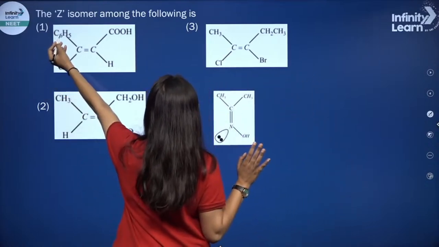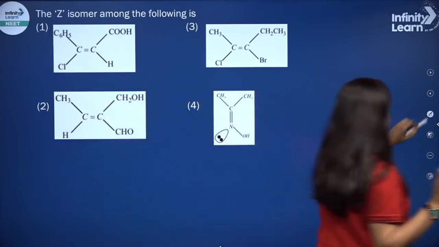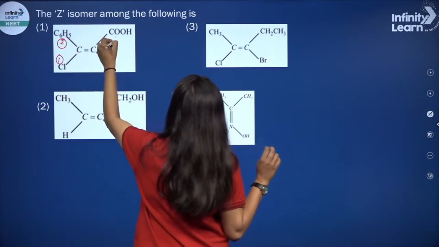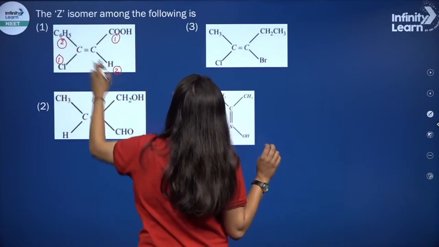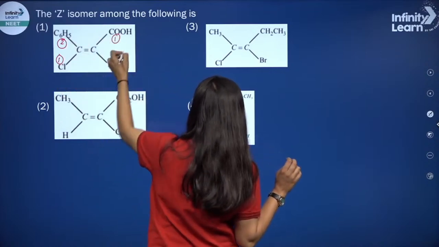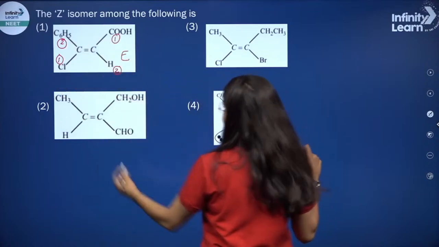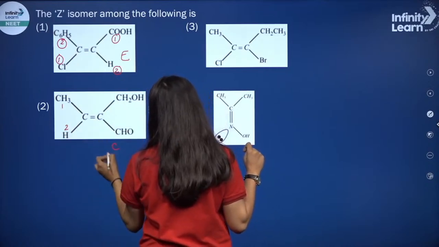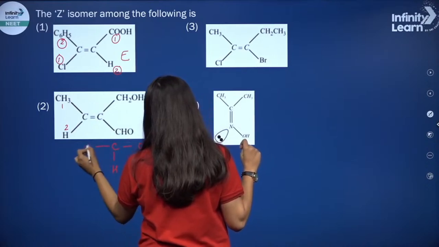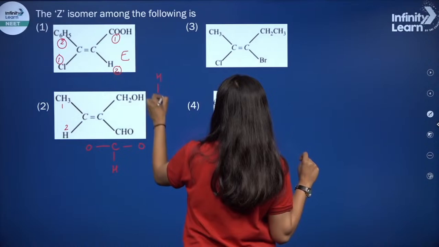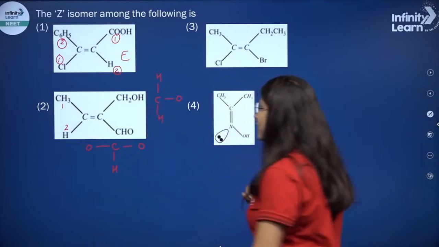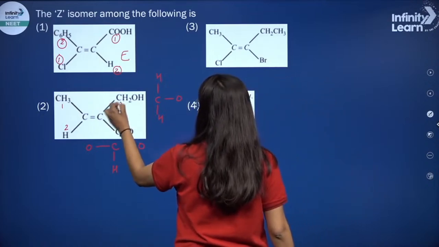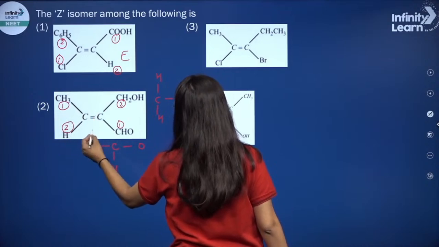First, chlorine or carbon. Which will be given more priority? Chlorine. So this will be 1, this will be 2. Here this will be 1, this will be 2. So you can see the groups of higher priority are on the opposite side, so it will be E. Next, this will be 1, this will be 2. Here CH2OH and CHO. Now I can write CHO as C, H, O and O, and CH2OH as C, H, H and O. So which will be given more priority? This one has oxygen, this one has hydrogen. So this will be 1 and this will be 2. Again on opposite sides, so it will also be E.